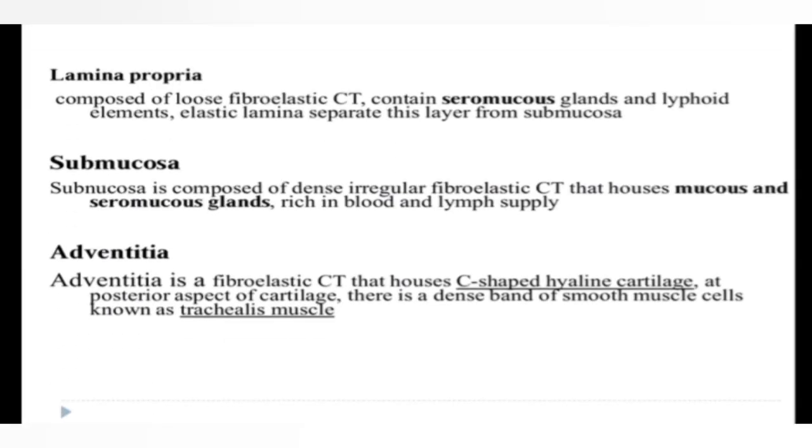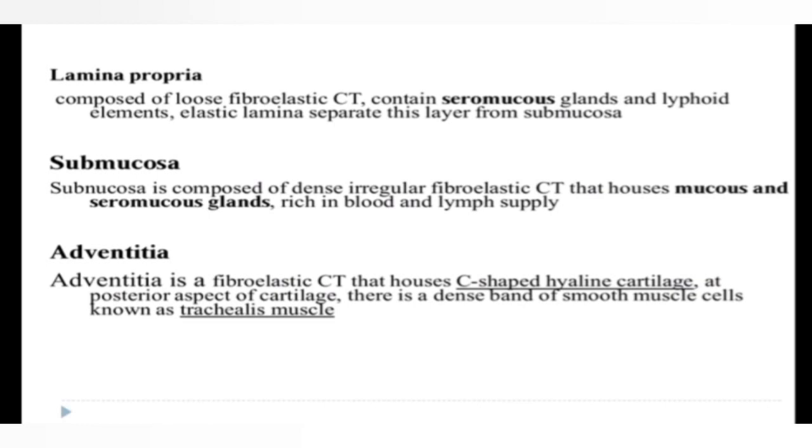The lamina propria of the trachea is composed of loose fibroelastic connective tissue, and it contains mucous glands and lymphoid elements. The elastic lamina separates this layer from the submucosa, and the submucosa, which is dense irregular connective tissue, has mucous and seromucinous glands. This is rich in blood and lymph supply.